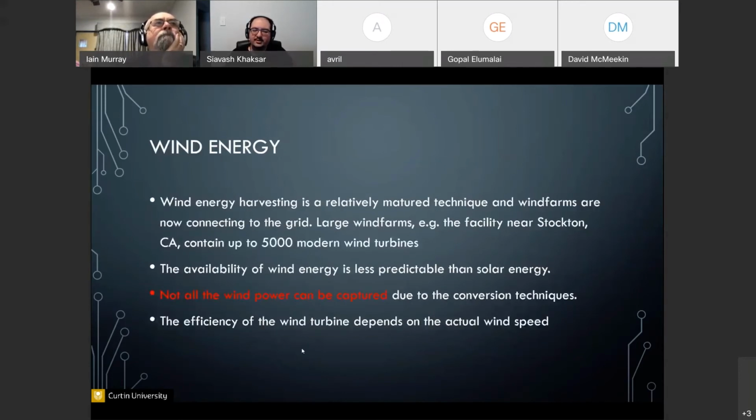We have wind energy, the most obvious example of which is wind farms, where wind gets converted to electrical energy. Not all of the wind power can be captured because of the conversion techniques that are used in going from wind energy to electric energy. So the efficiency of the wind turbine depends on the actual speed of the wind in that environment.